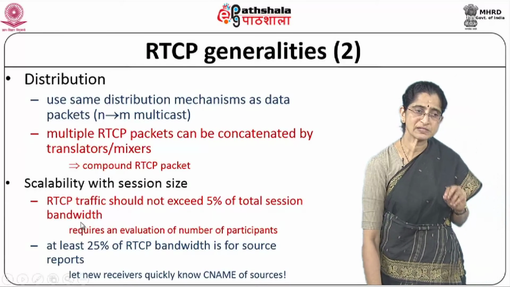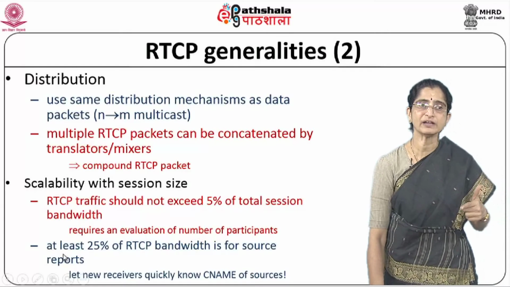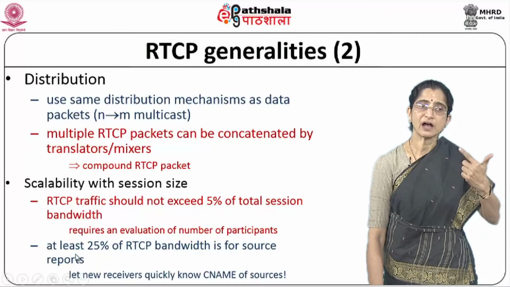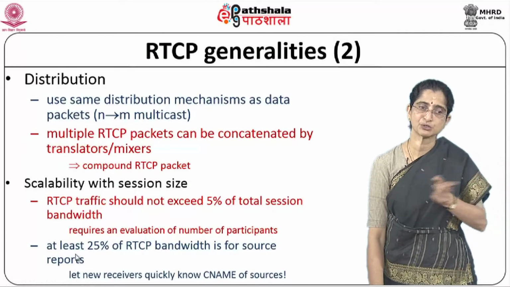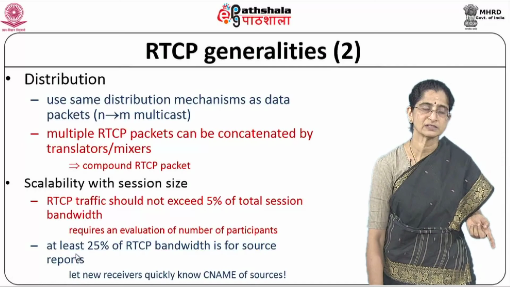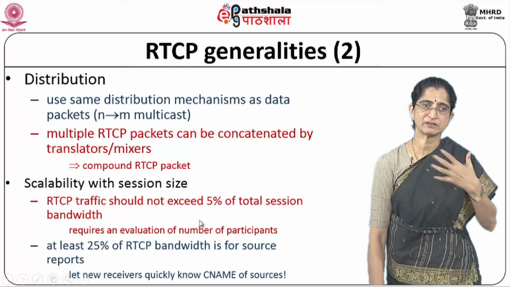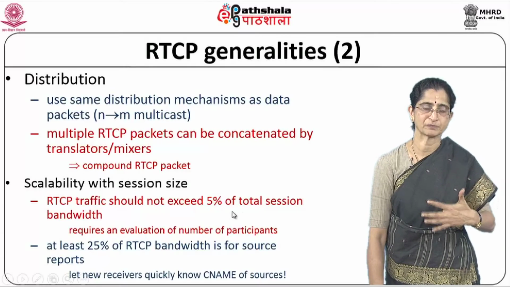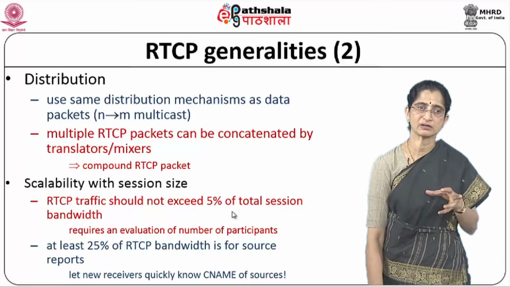Okay. So, which means you should be able to evaluate the number of participants that are there and accordingly determine how many RTCP packets you are allowed to send. Every receiver should know how many receivers there are altogether, right. So, if there are a few receivers, then the 5% of the bandwidth is divided among only a few of them, right. So, you get a higher number of RTCP packets that you are allowed to send.